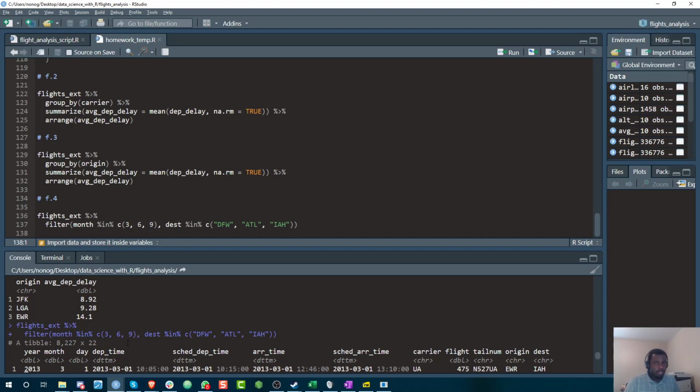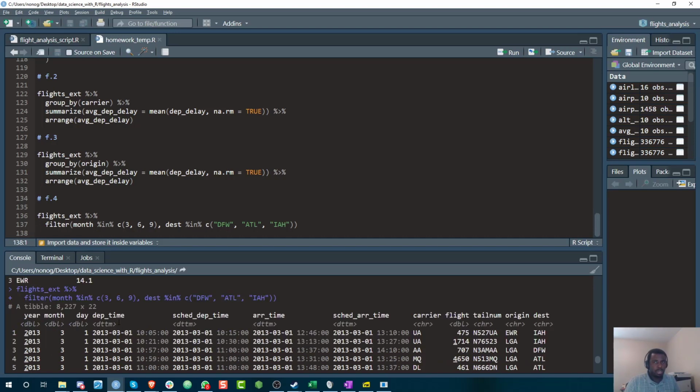Now for these values, for these months and for these destinations, you want to compute a monthly average departure delay in each airport and recommend an airport of origin for his flights in each of these months.